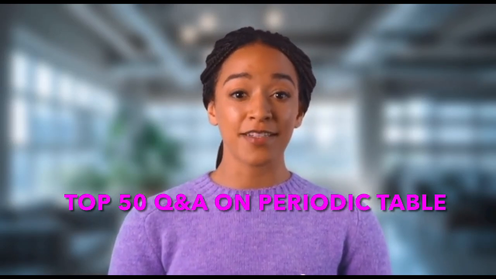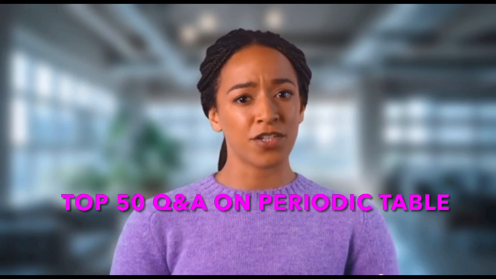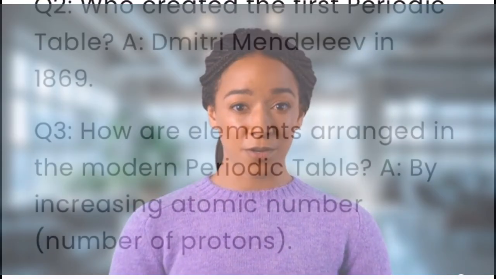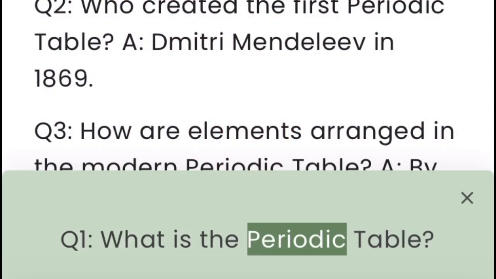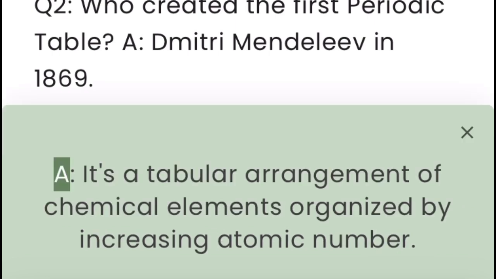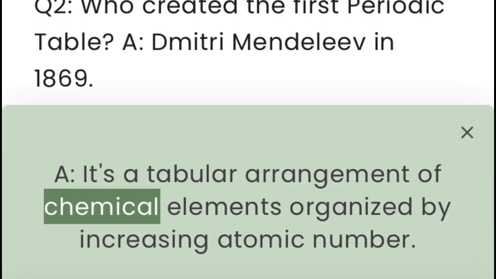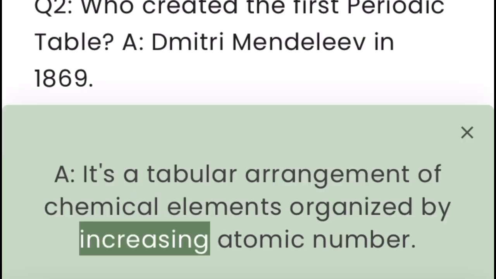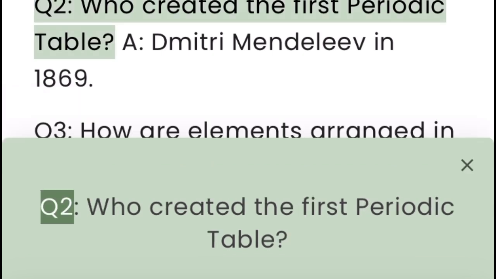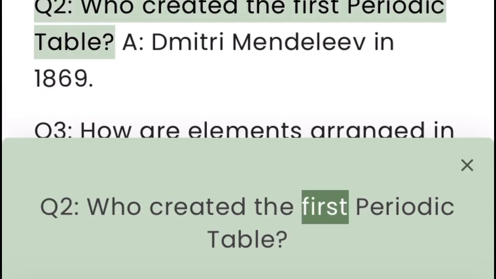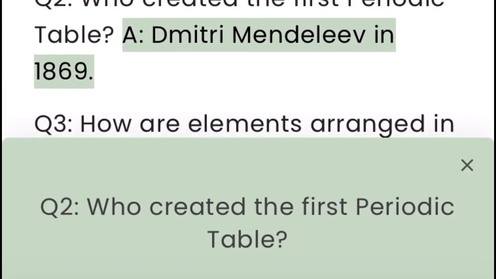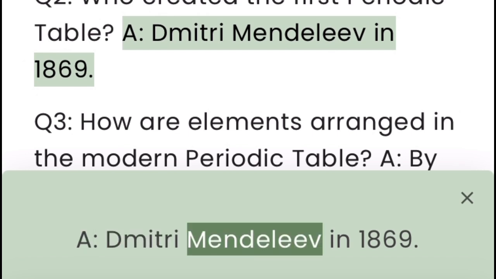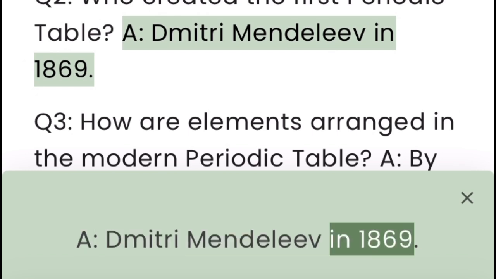Today, we're tackling the top 50 most important questions on the periodic table. Q1. What is the periodic table? A. It's a tabular arrangement of chemical elements organized by increasing atomic number. Q2. Who created the first periodic table? A. Dmitry Mendeleev in 1869.